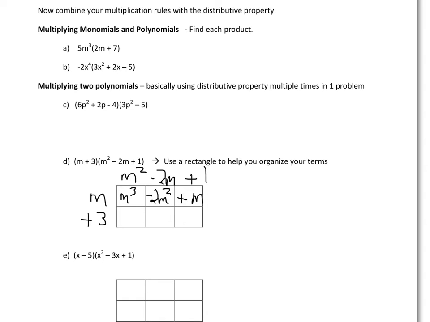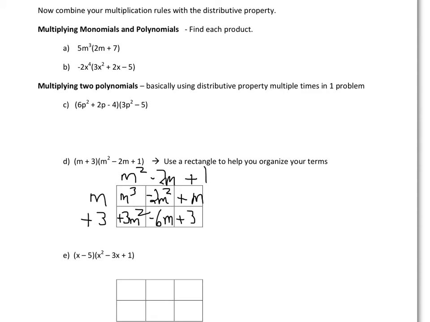To do the bottom row, now we're going to multiply everything by 3. So 3 times m squared is 3m squared. 3 times negative 2m would be negative 6m. And 3 times positive 1 is positive 3.